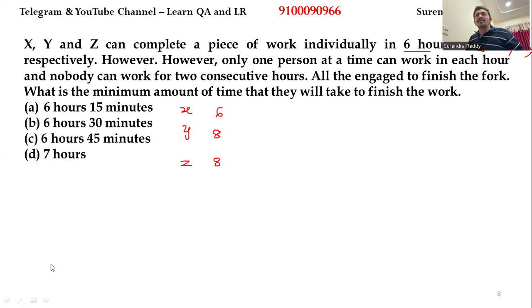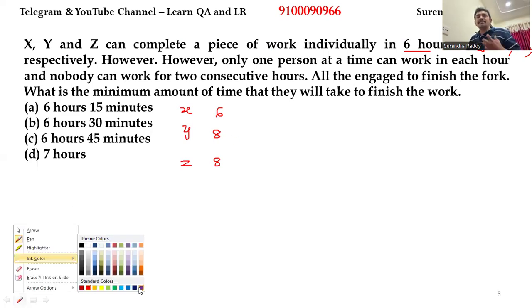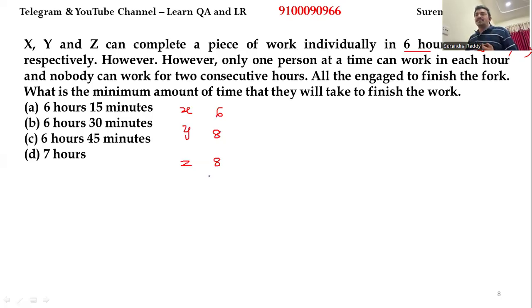But how do you solve the questions on time and work? In our training, we'll tell you to go by the LCM method. To get the total amount of work, we'll be taking the LCM of the given days or hours. So here the total work is taken to be 24 units. We can treat this as a total of 24 chocolates, which are eaten by X, Y, Z in 6, 8, 8 hours respectively. Then how many chocolates would be eaten by the person X? 24 by 6, which is 4 units. What about Y? 3. What about Z? 3.